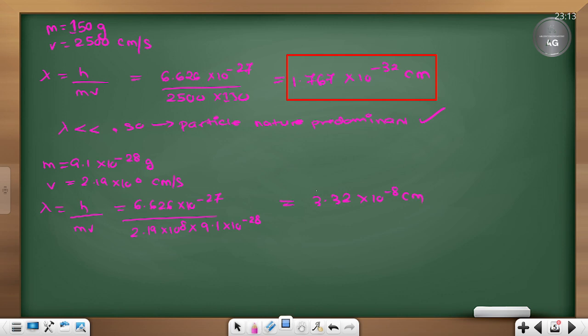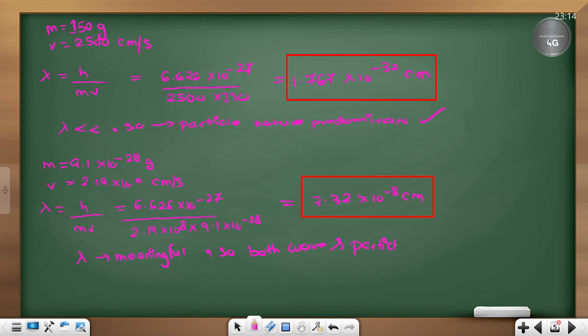Now you see this thing and this thing. This thing is still a considerable amount, but this thing is not at all considerable. Here lambda is not very much less. Lambda value is still meaningful, not very, very less. So both wave and particle.